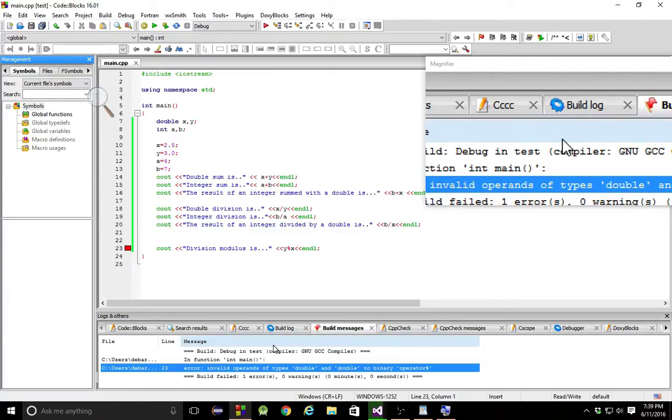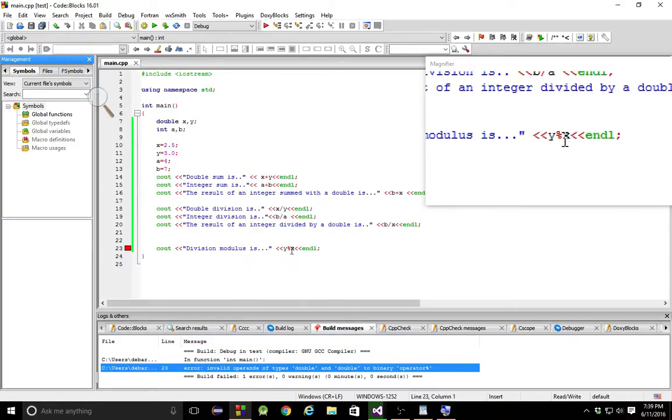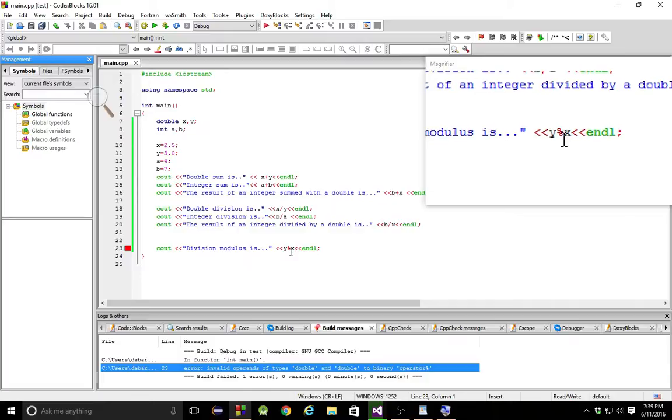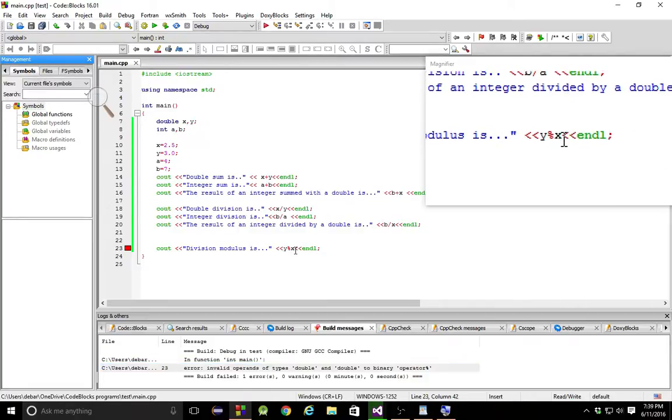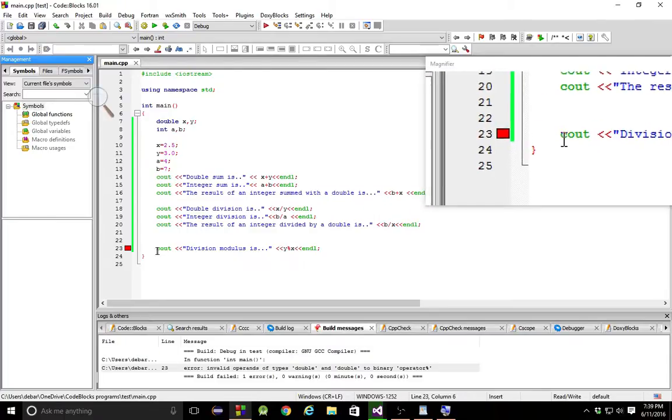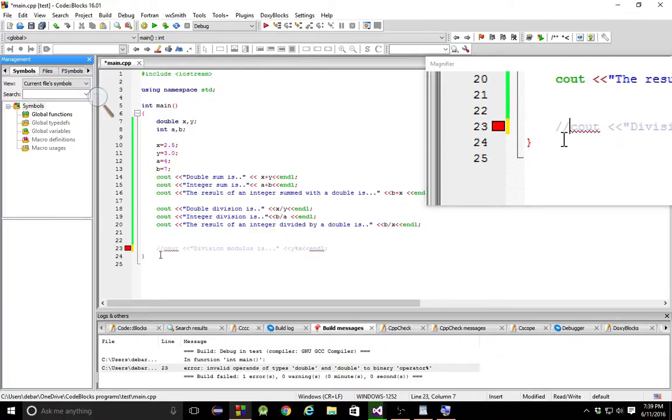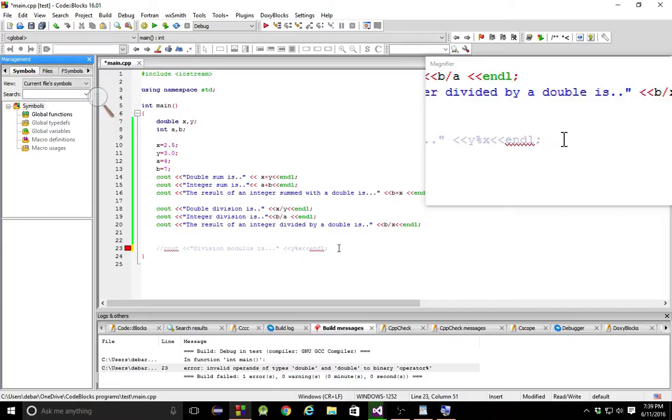There's a special function for this, for doing modulus on doubles. It's called fmod, and it's included in the math class. However, we're not going over that today, so just be mindful that the regular modulus operator creates an error. So don't do double modulus. We can comment this out. There you go, we commented it out.